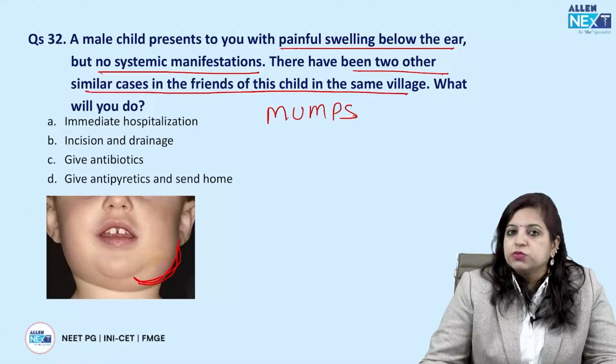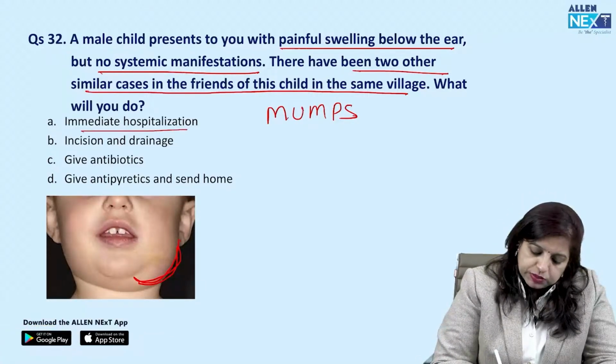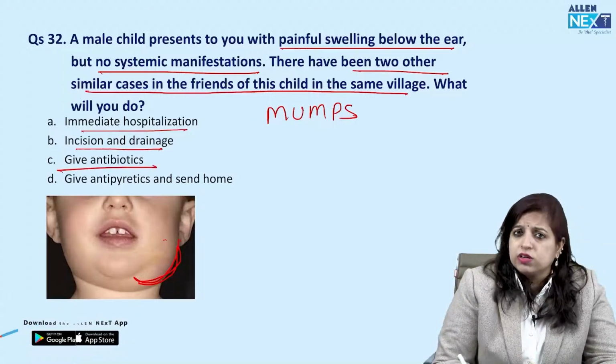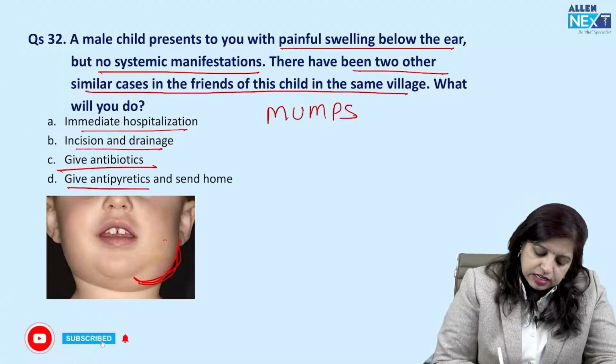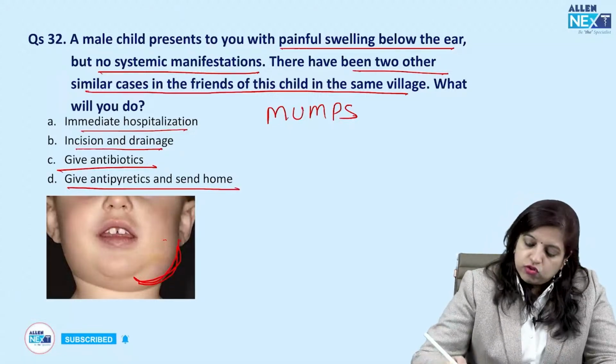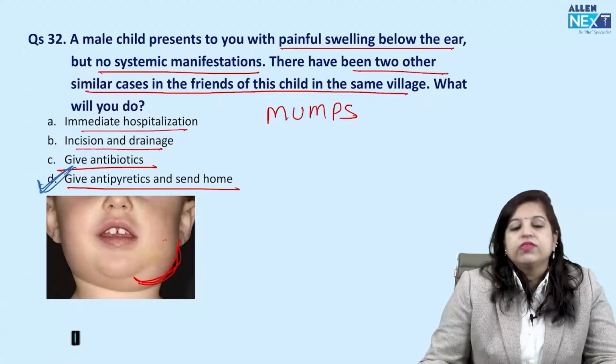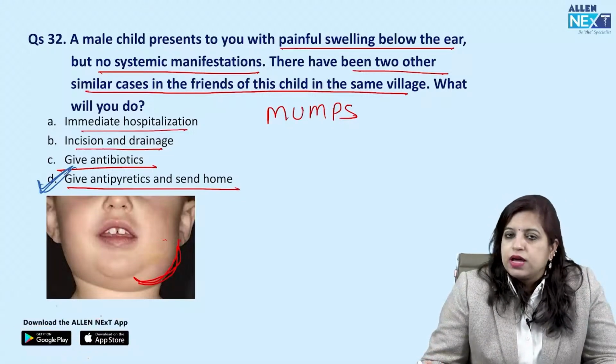Now, what is the management of mumps? Do we immediately hospitalize? Do we do incision and drainage of the swelling? Do we give antibiotics for the viral infection? Or do we give antipyretics and send the child back home? Of course, you guessed it right. The correct answer over here is option D, where we will give antipyretics and send the child back home.